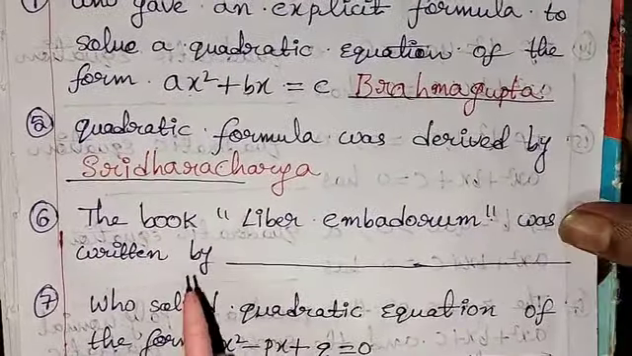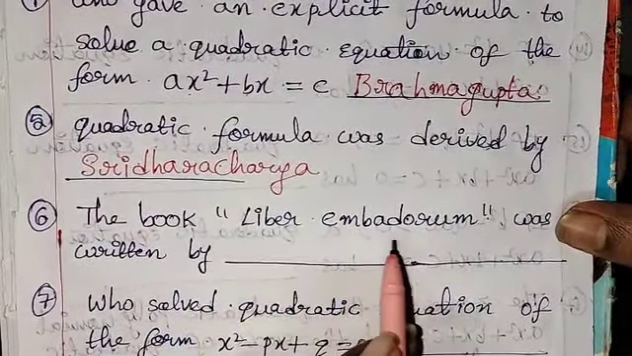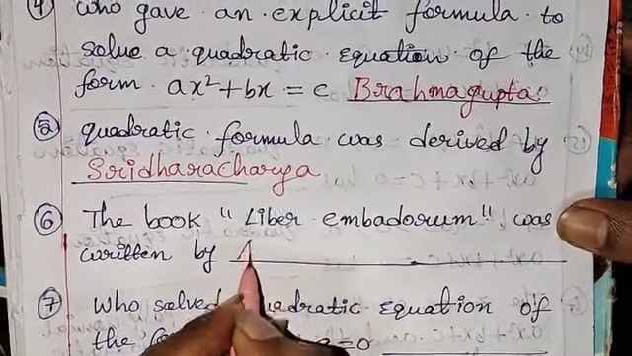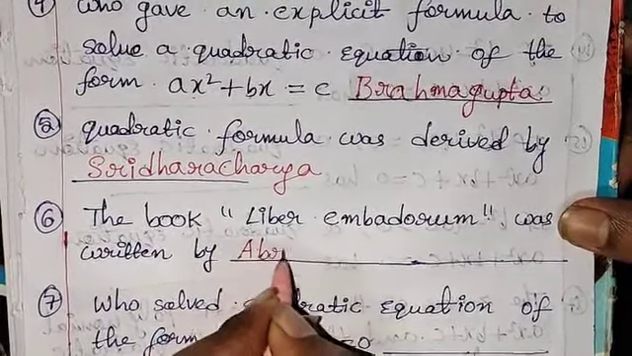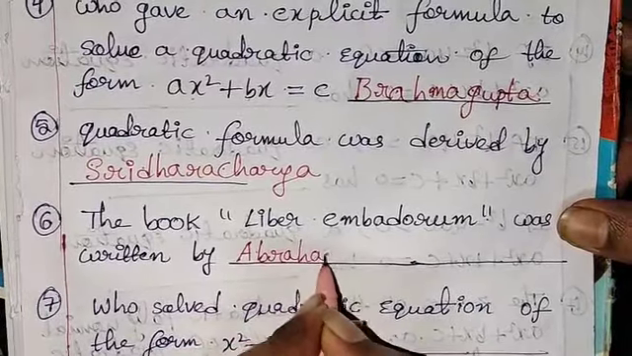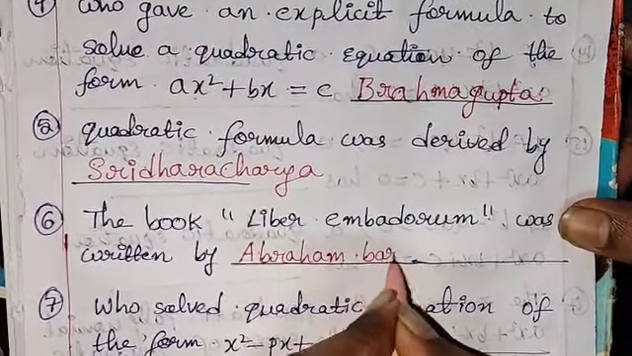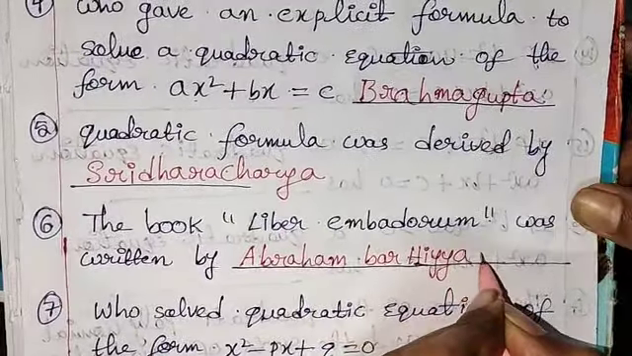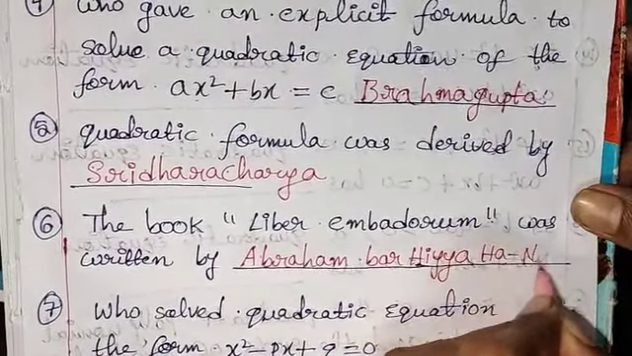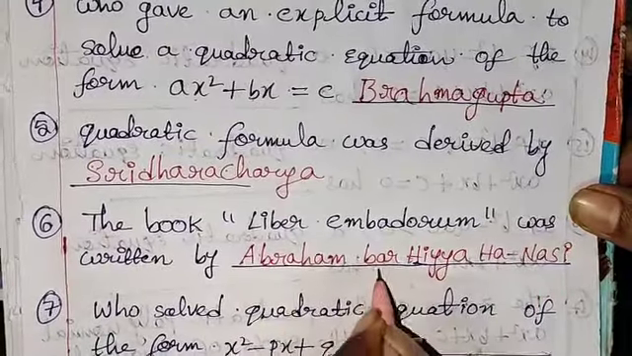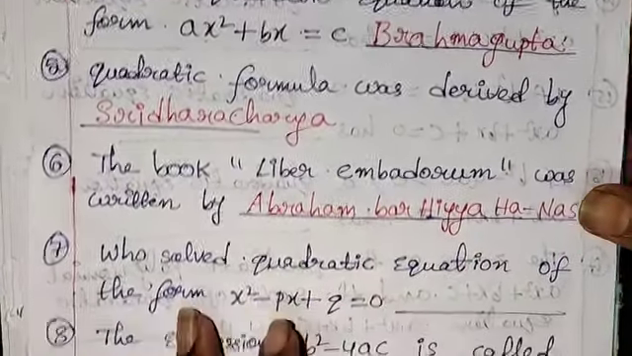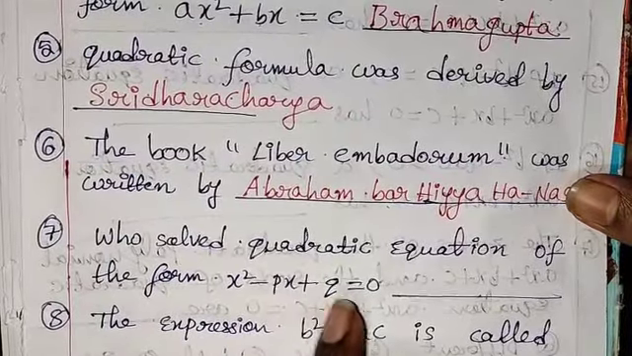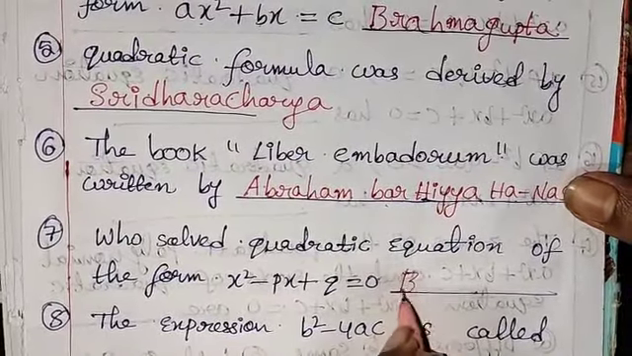Next question. The book Liber Embadorum was written by Abraham Bar Hiya Hanasi, who solved quadratic equations of the form x² − px + q = 0. The answer: Babylonians.